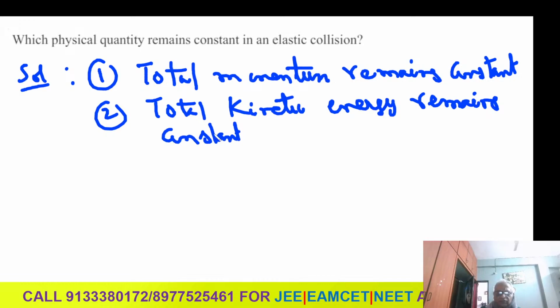Okay, students. So the physical quantities that remain constant in elastic collision are total momentum and total kinetic energy.